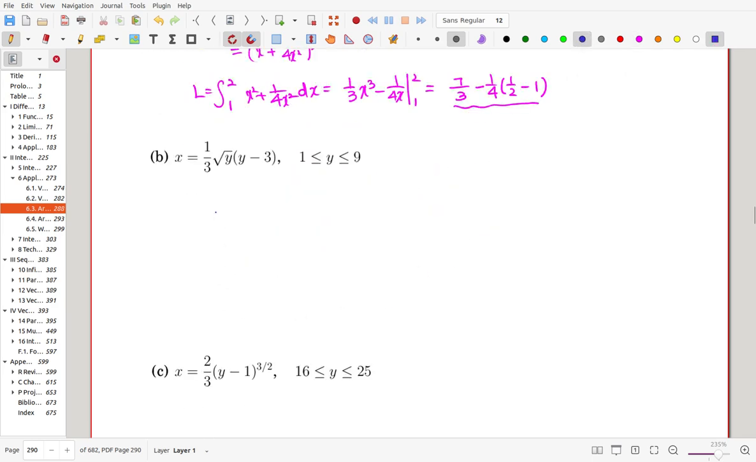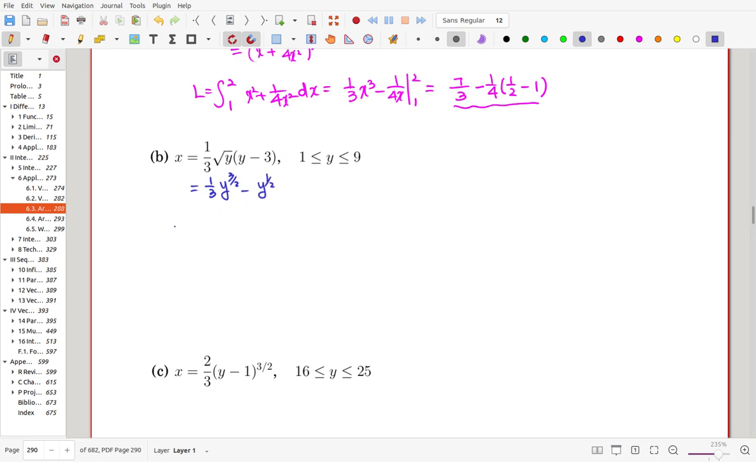Okay, let's try to solve that one. Now this is x as a function of y, and y is moving from 1 to 9. For that one, we rewrite this. That is 1/3 of y to the 3/2, and then the 1/3 will be cancelled out, and minus y to the half.